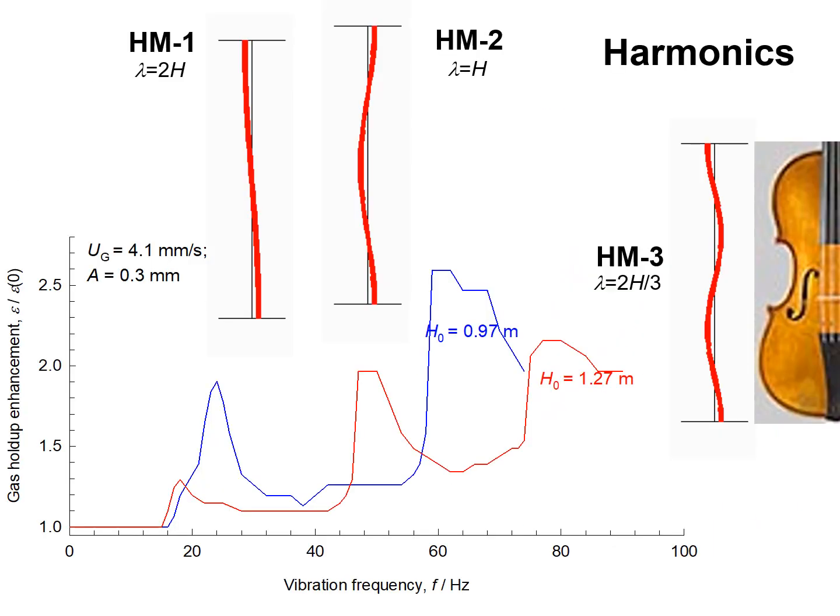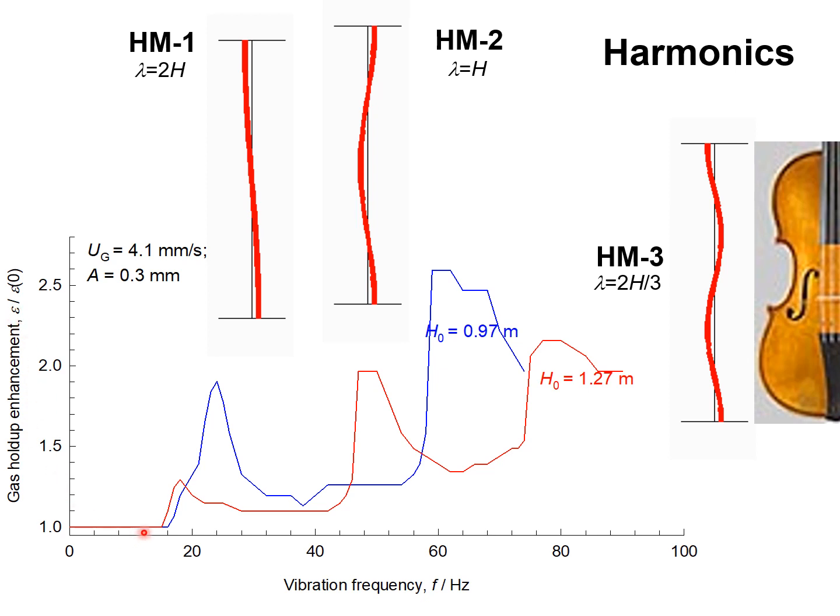Let's look at two sets of experiments with bubble columns. We first look at the blue line that shows a set of experiments in which the clear liquid in the bubble column, which is water, is 0.97 meters or 97 centimeters. And we plot the gas holdup enhancement.